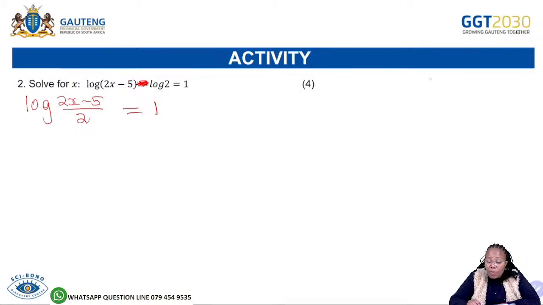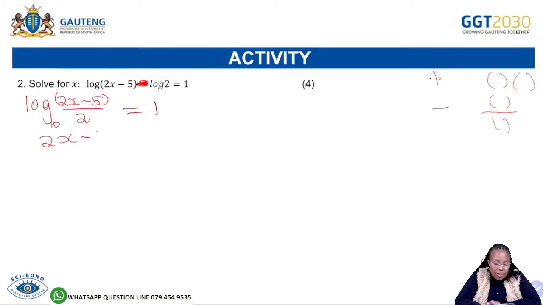Remember the log, when you are adding, you need to multiply the brackets. And then if you are subtracting, you need to divide the bracket of the logs. So now here we are subtracting. This will be 2x minus 5 over 2, which is equal to 1. Remember, if you don't have a base, this is base 10. So this will be basically 2x minus 5 over 2 when we apply the rule. And then this 10 will come in here and be a base, and then this will become the exponent again.